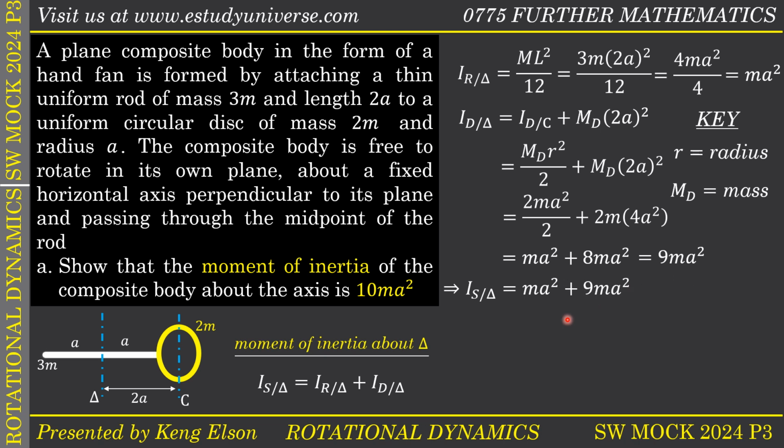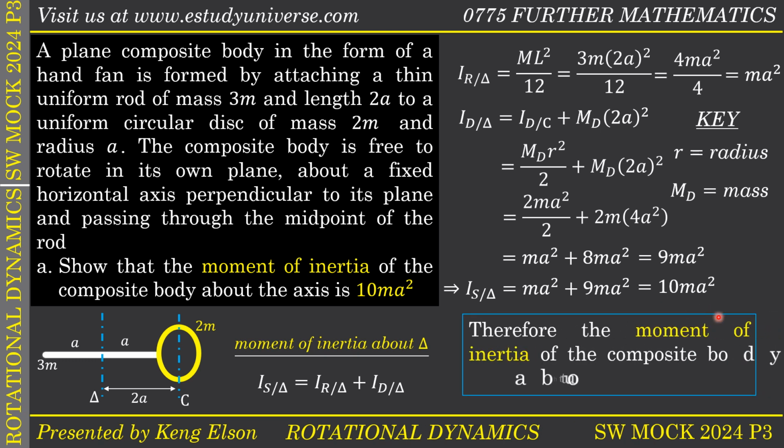So it therefore means that the moment of inertia of the system, which is the composite body, about the axis passing through the center of the rod, is equal to the moment of inertia of the rod about that axis, which is ma squared, plus the moment of inertia of the discs about the axis, which is 9ma squared. Adding up, you get 10ma squared. Therefore, we can conclude that the moment of inertia of the composite body about the given axis is 10ma squared. So the proof is complete.